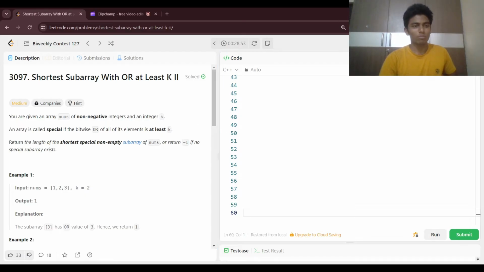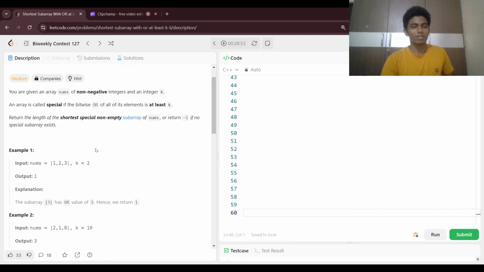So today we are going to be solving the third question of the bi-weekly contest, which is Shortest Subarray With OR at Least K, part 2. We are given an array nums of non-negative integers, and an integer k, and we need to find the length of the shortest special non-empty subarray of nums. If the answer doesn't exist, then we need to return -1 as our answer.